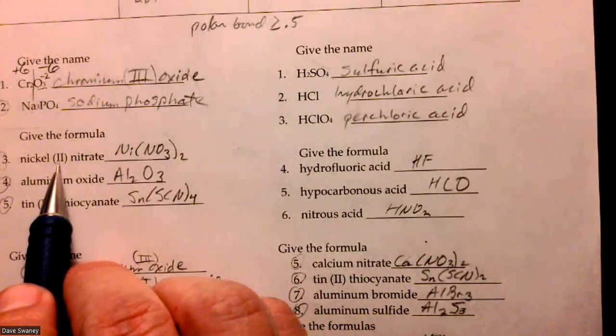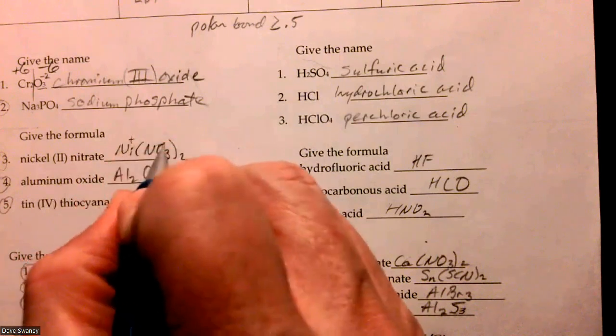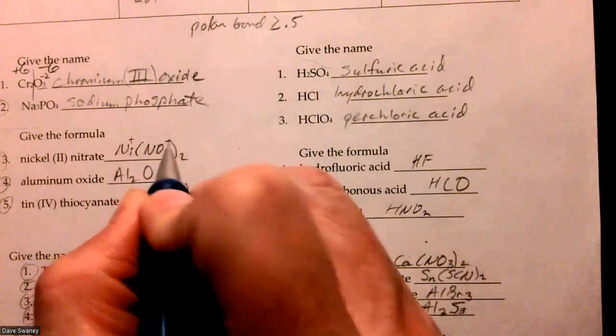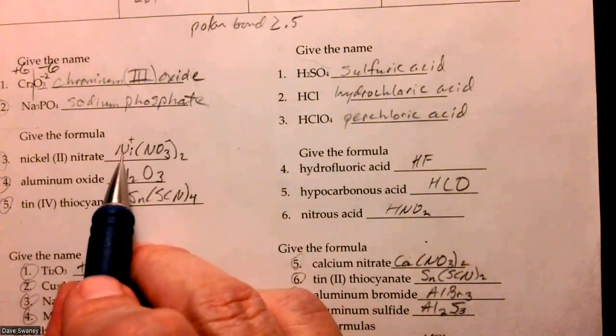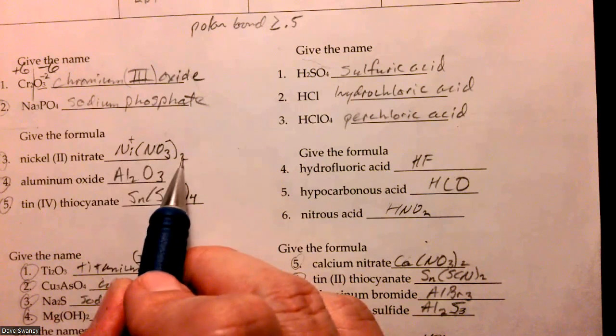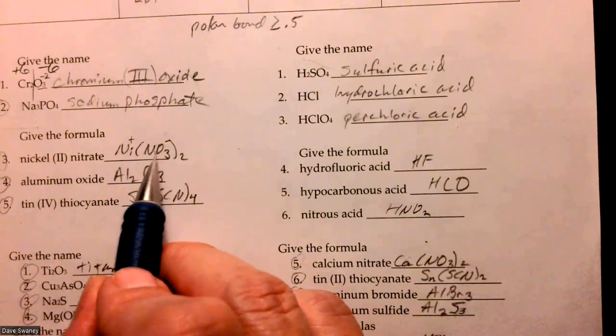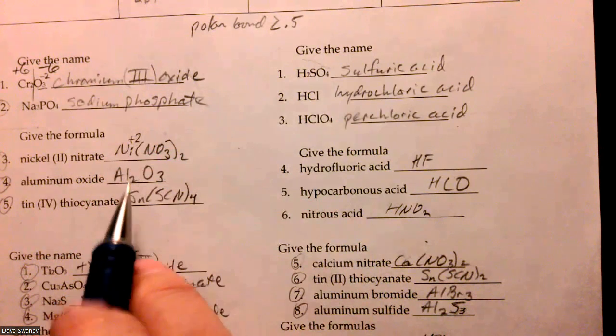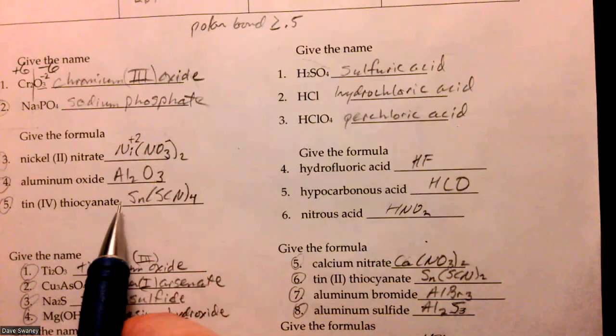Nickel(II) nitrate. Nickel is a +2. Nitrate, look it up on the back, is NO3 -1. So I know that the charges always add to 0. So I need 2 of this, sorry, +2, so that the charges add to 0.